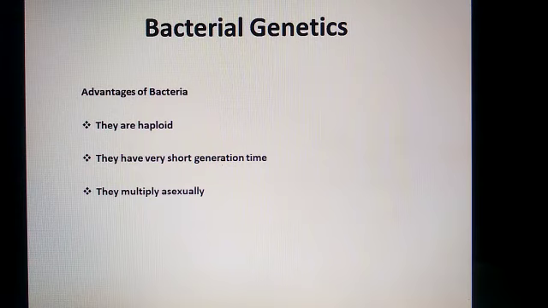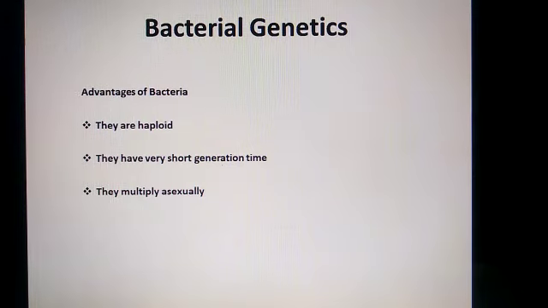Bacterial genetics usually deals with the genetic techniques that are used to study bacteria. One of the major advantages of bacteria for genetic study is that they are haploid. That means they have only one copy or allele of each gene. Another advantage of some bacteria for genetic studies is that they have a very short generation time. The generation time is the length of time the organism takes to reach maturity and produce offspring.